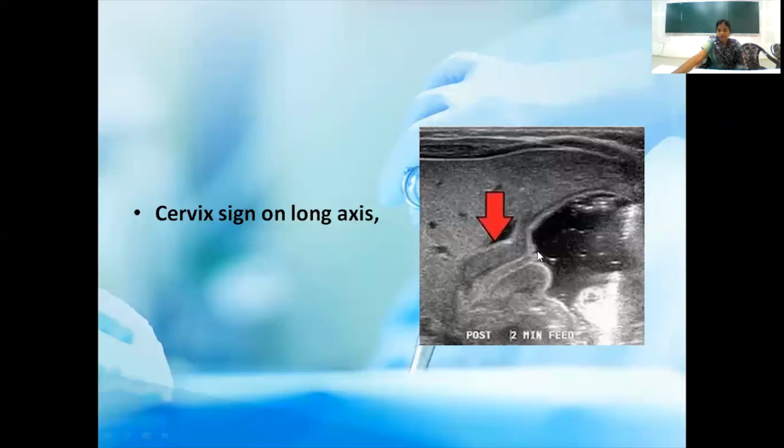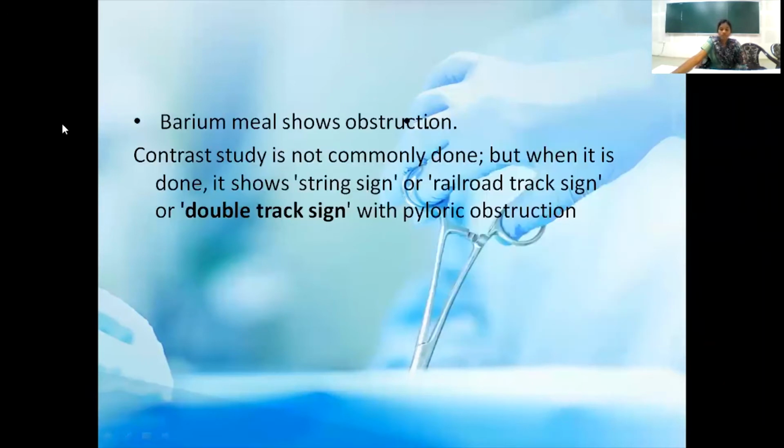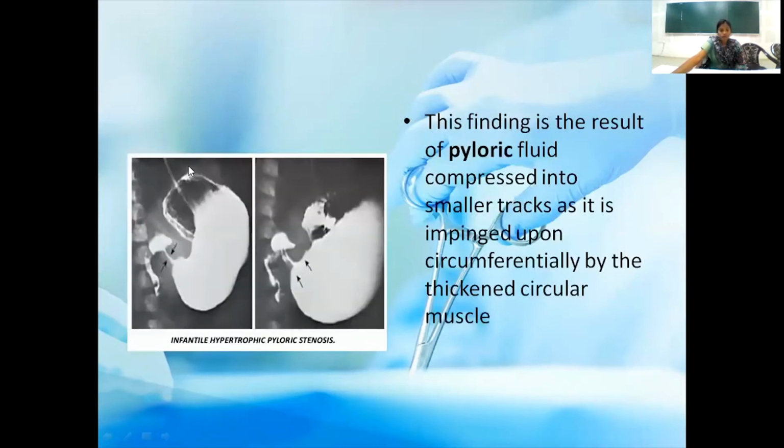In this image you can also see the distended stomach with fluid and food particles in the stomach. Contrast studies are the ones where we use barium contrast. These are not commonly done. However, if you do, we will see the double track sign or railroad tracks. See, this is the contrast image showing the dilated stomach with hypertrophied pyloric muscle with the lumen of the pylorus. This is the railroad track or double track sign.